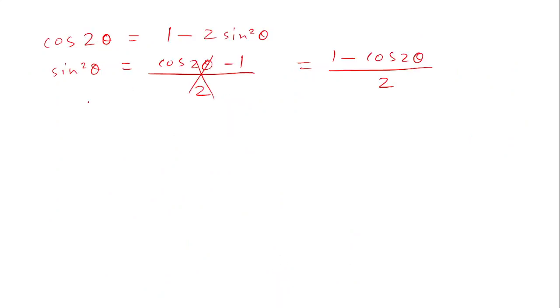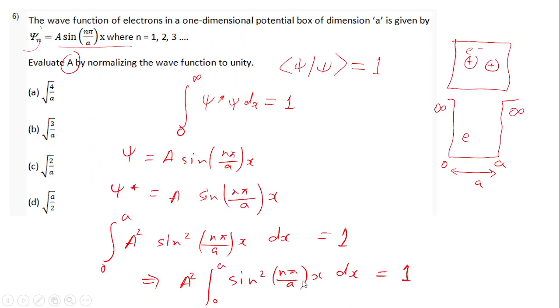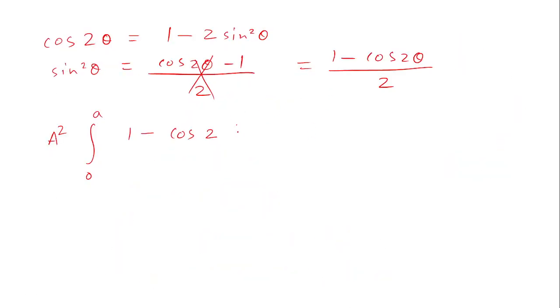So this expression will become, a square was outside already, this integration goes from 0 to a, and instead of sine square we will write this. So it will be 1 minus cos 2, and the theta here is n pi by a multiplied by x dx, equal to 1. So when we take integration now, oh sorry, this 1 by 2 is there. Okay, so this is also constant, I can take it out.